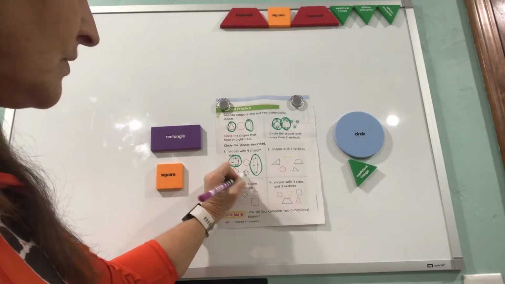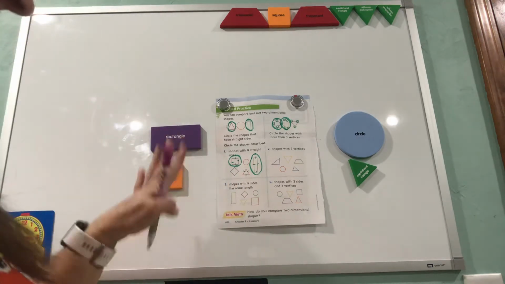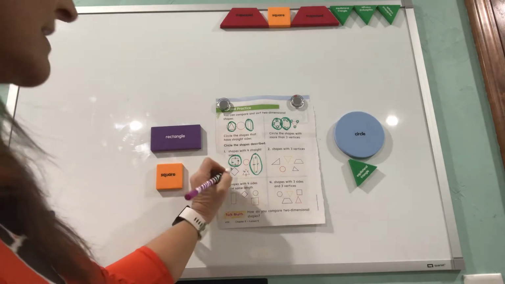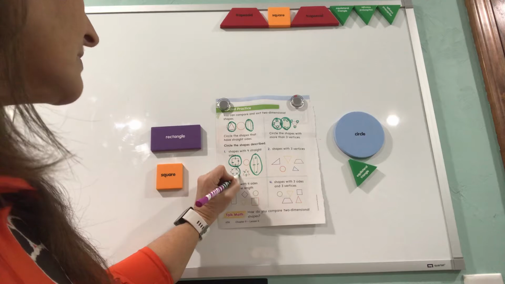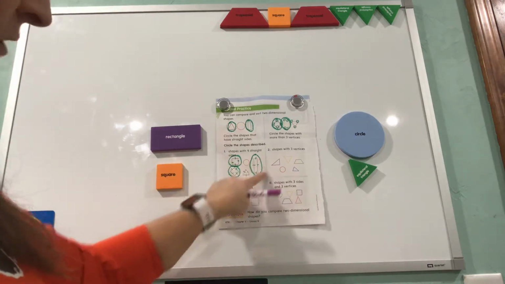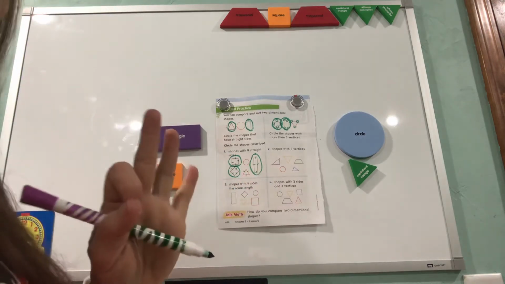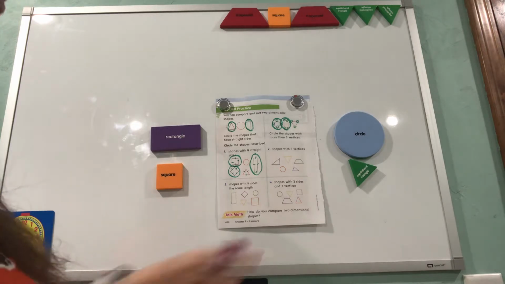1, 2, 3. Nope, I'm not going to circle the triangle because it just has 3 sides. 1, 2, 3, 4. That one also has 4 sides. So in that group of shapes, I have 3 of them that have 4 sides.